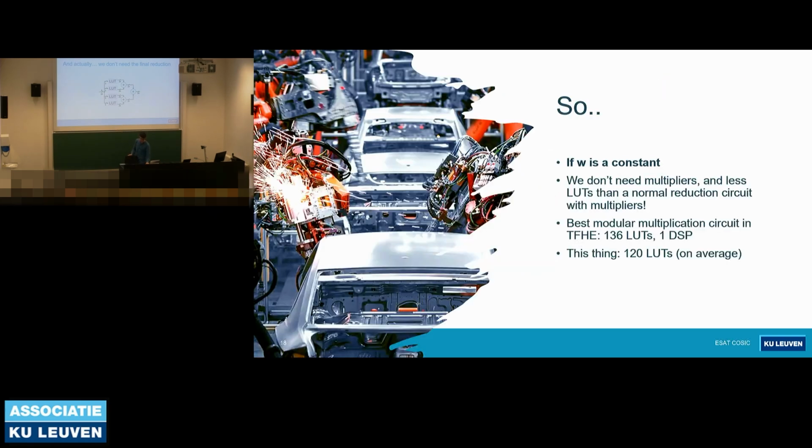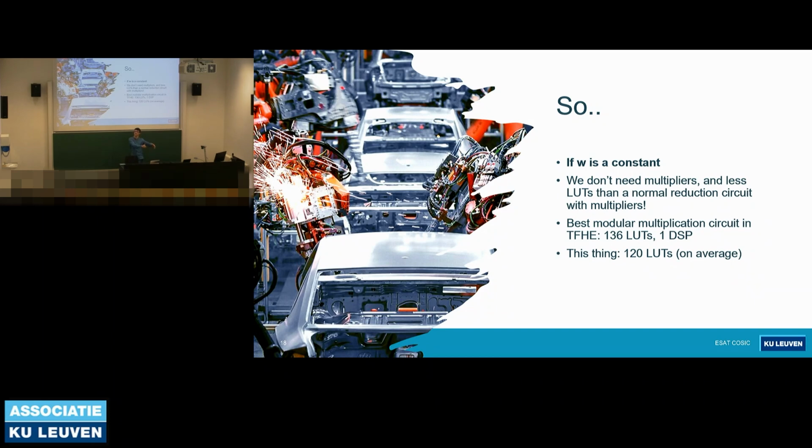We'll continue the presentation. So, the end result is, the best modular multiplication circuit out there for 20 bits until now required 136 LUTs and 1 DSP, which is something like that K reduction circuit. This thing just uses 120 LUTs on average. Why on average? Well, because the lazy reduction causes the circuit to grow very slowly.